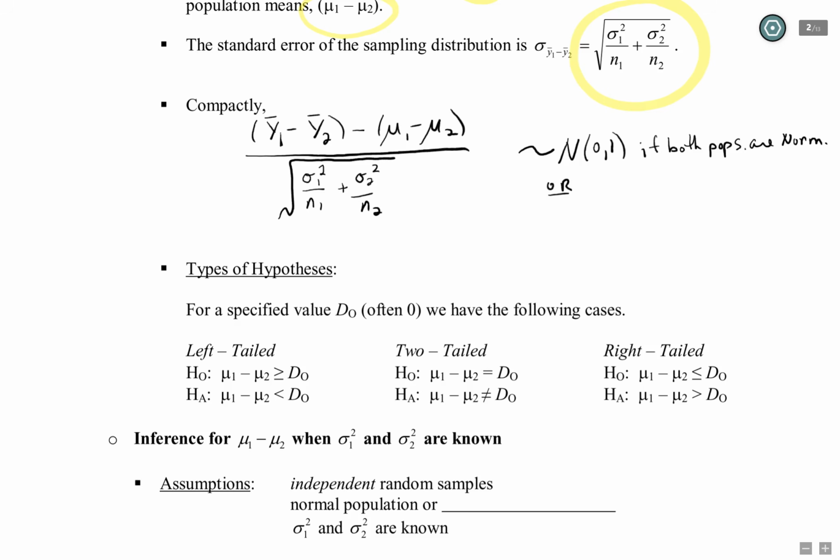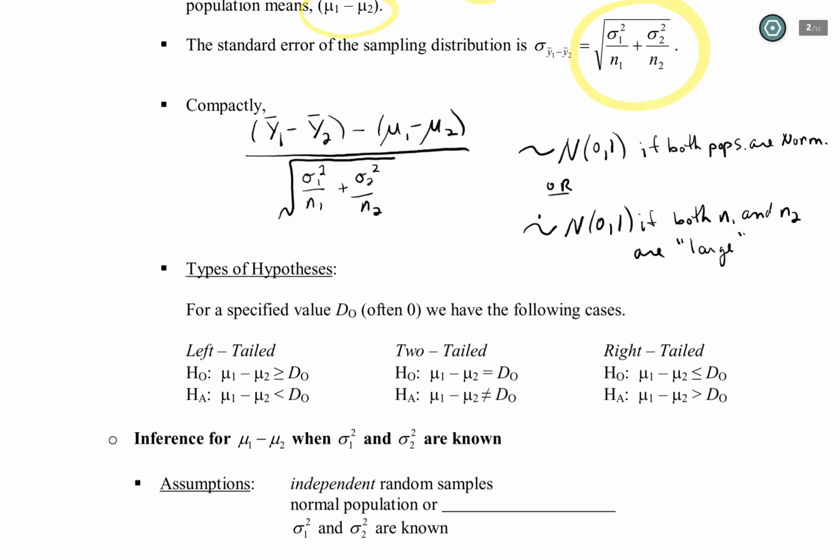Or I could say that this ratio here is approximately standard normal if both n1 and n2 are large, or sufficiently large. We're going to use the same rule of thumb that 30 is our threshold there.